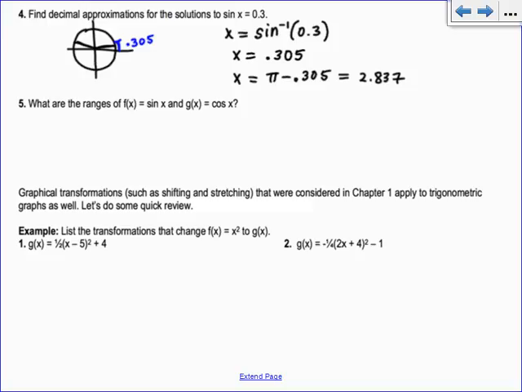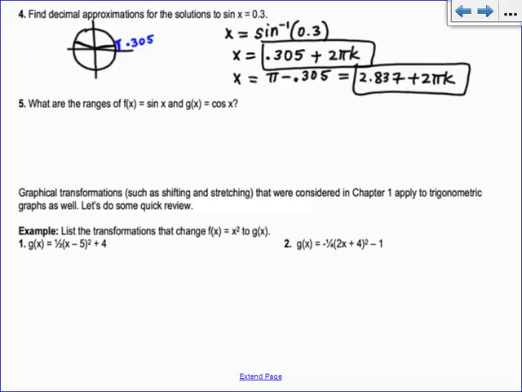2.837. So I get 2 values, but are those the only 2? No. So this is where you do your plus 2 pi k. Those are all of the answers, an infinite number of solutions. If you want to write where k is an integer, you can, or you can even write where k is an element of Z.